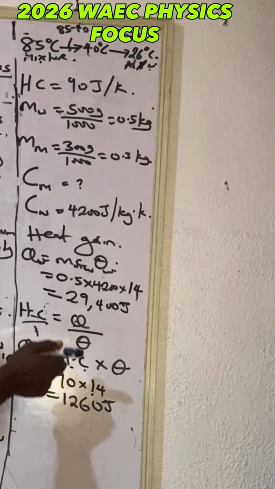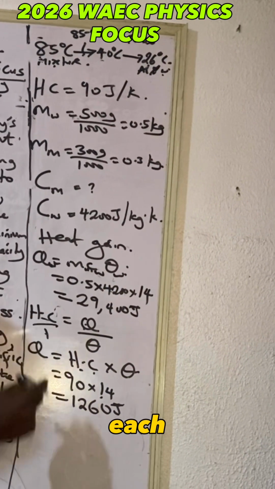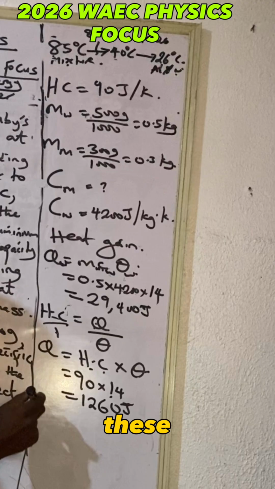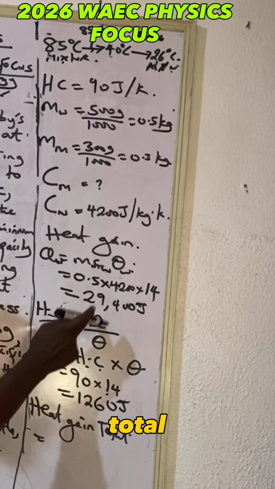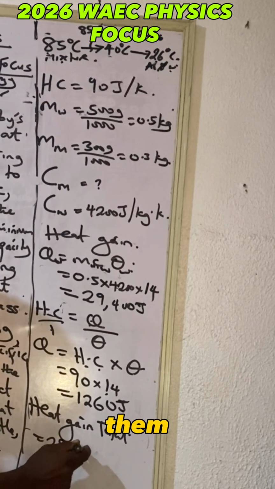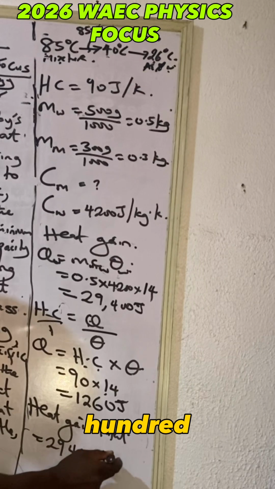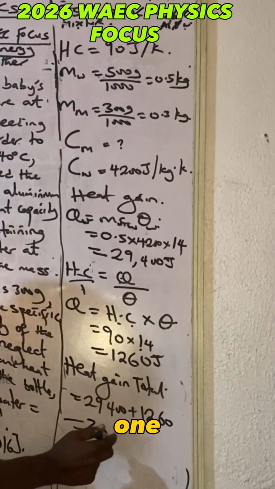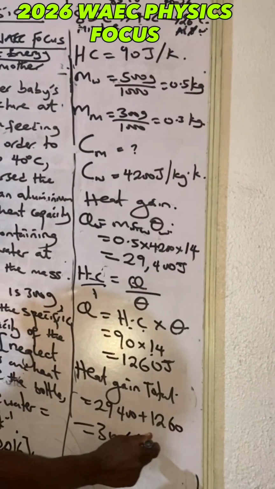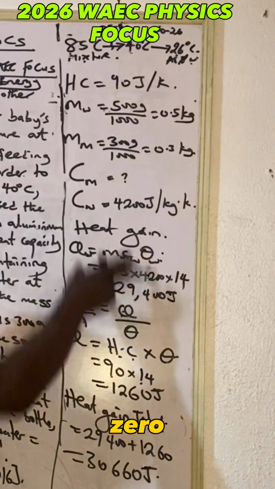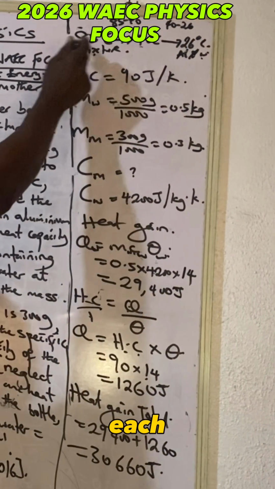Then let's add all the heat gain together. The total heat gain is equal to, so add them together, 29,400 plus 1260. So what is your answer? 30,660 joules. So this is your answer for the heat gain. So let's go to the heat loss of the mixture.